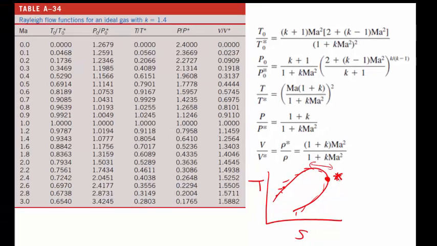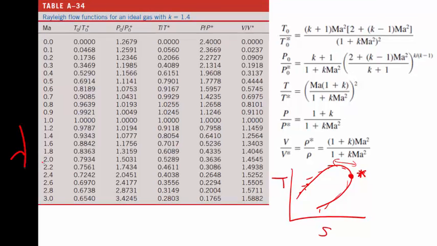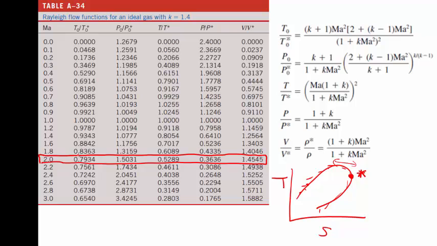So what we can do is, let's look over here. Here we're at Mach 2, so this is this line right over here. Those are what my inlet conditions are. So what that tells me is, for example, my inlet stagnation temperature over T star is going to be 0.7934. From that I can find T star, and then I can use that to find my outlet conditions.